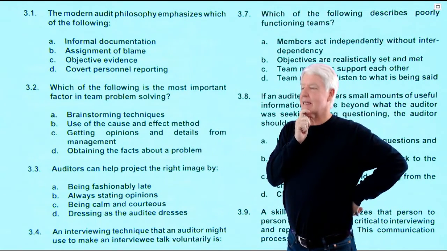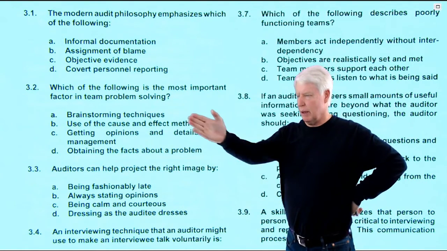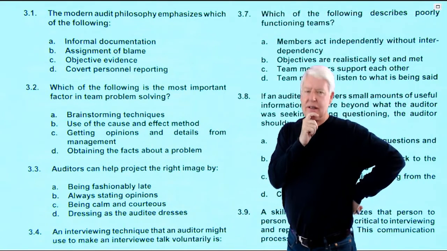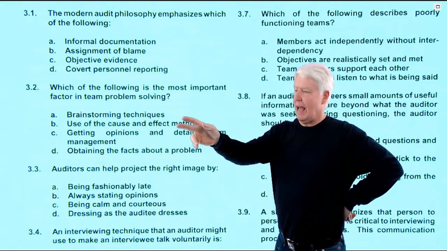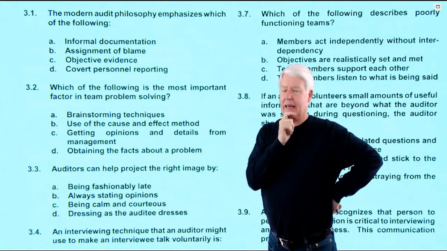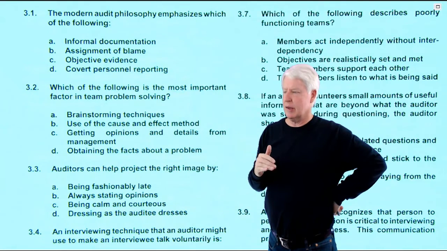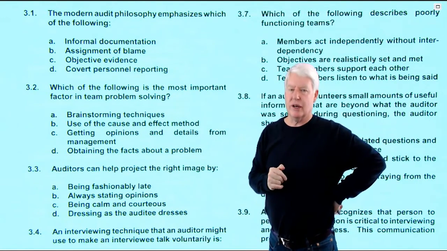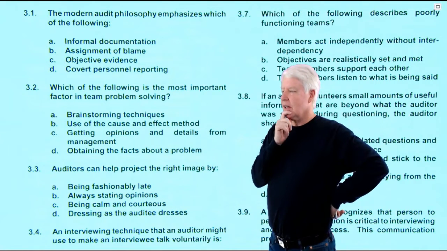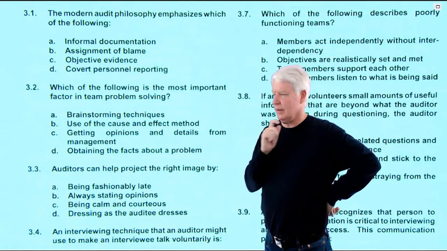Which of the following is the most important factor in team problem solving? Well, brainstorming techniques is definitely important. Use of the cause and effect method. If I had to choose between A and B, I'd pick A, because there are many techniques you could use as brainstorming techniques. Cause and effect is just one of them, so A is more general.